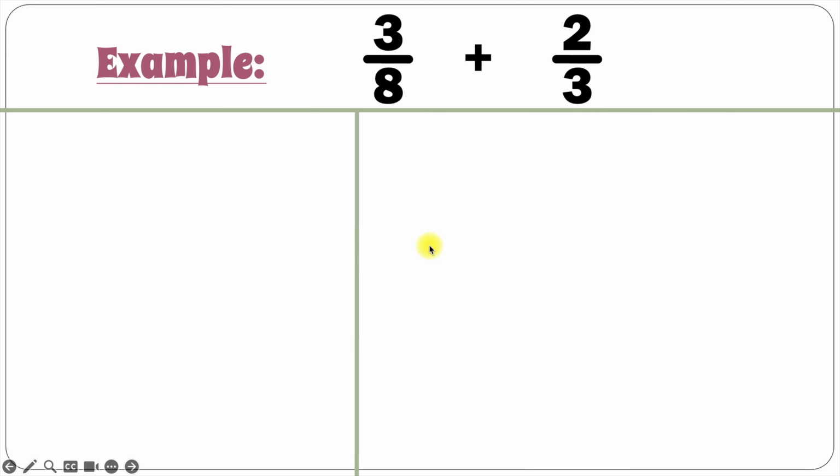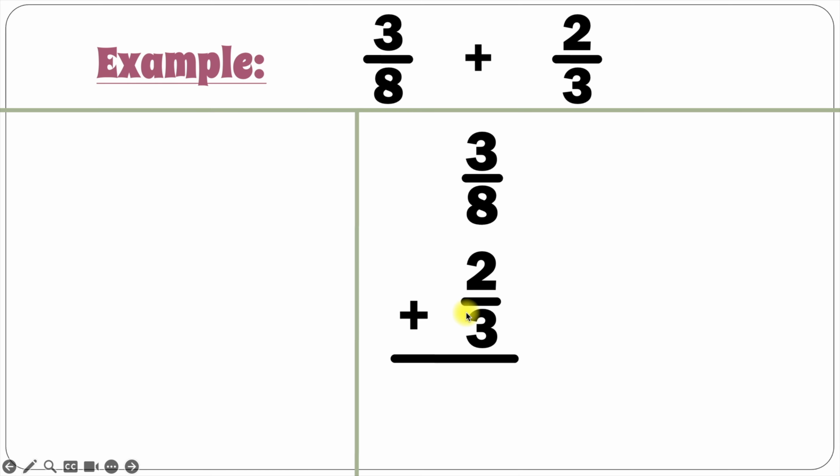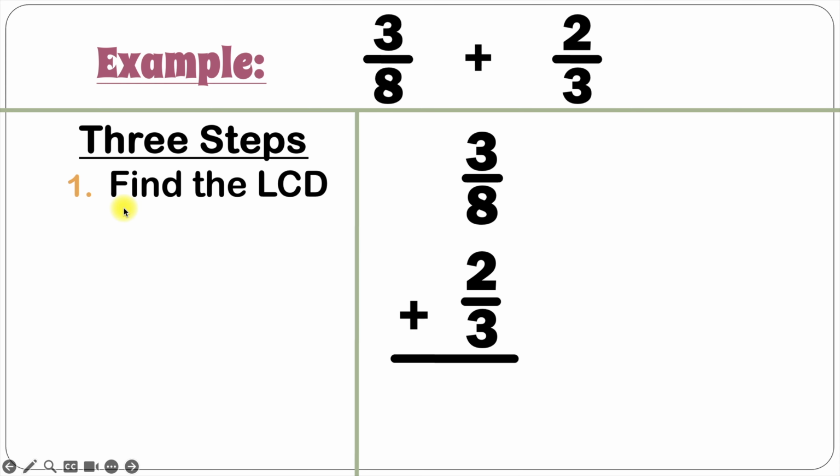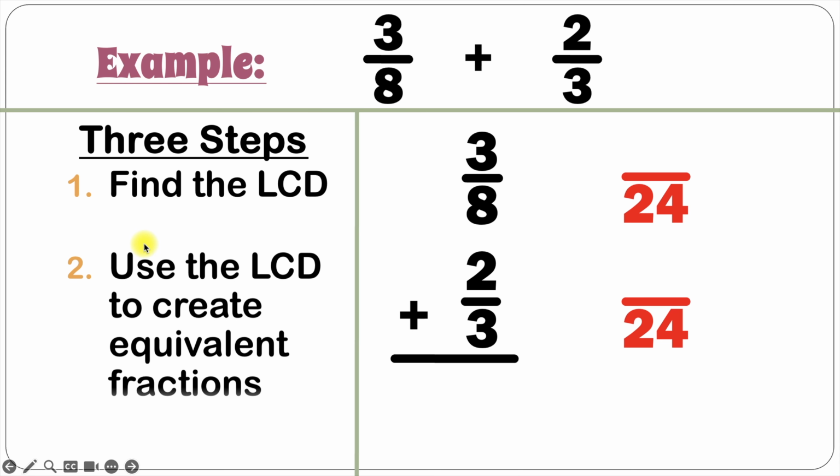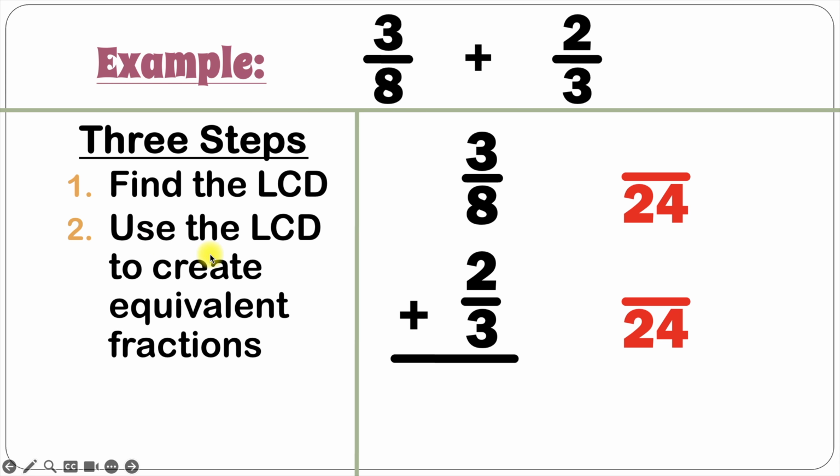And the first thing to do is line them up, one on top of the other. And remember, there are 3 steps. Step 1 is to find the LCD. So what's the LCD of 8 and 3? Well, that's 24. Step 2 is to use that LCD to create equivalent fractions.